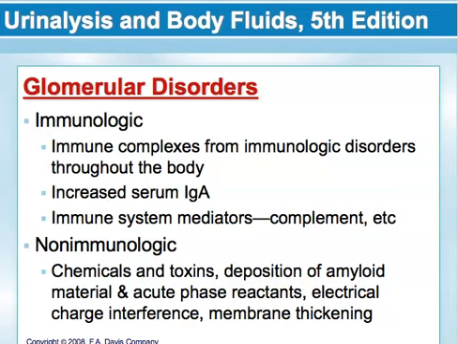Other non-immunologic causes could be exposure to chemicals or toxins, the acute phase reactants, which are proteins that increase in response to inflammation, amyloid material, which is abnormal proteins that group together and deposit on the tissues, and basement membrane thickening and disruption of the electrical membrane charge.